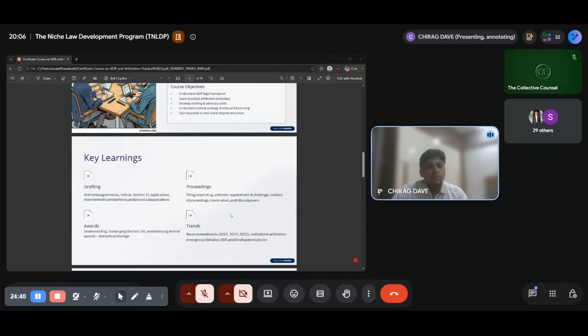Still, as of today, we do not have a provision under the Arbitration Act which talks about emergency arbitration. This is still in discussion. In the recent amendment that was proposed, this discussion was also there, whether we should have emergency arbitration. One more important thing, we always need to stay connected.